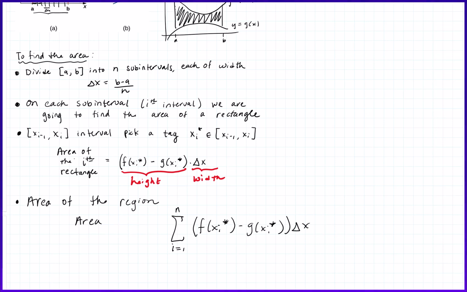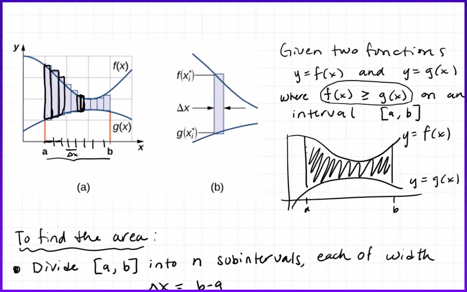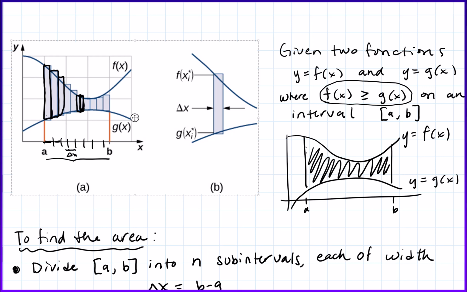But we don't want an approximation. We want an exact area. So how do we make it exact? Well, we just take the limit as the number of rectangles goes to infinity. As we shrink down the width of each rectangle, when we say n goes to infinity, what that automatically does is it makes delta x go to 0. It makes the width of the rectangles go to 0. So let's zoom in. If we want to fill in this actual area, we need to make the width of each of these rectangles go to 0 so they get infinitely small.